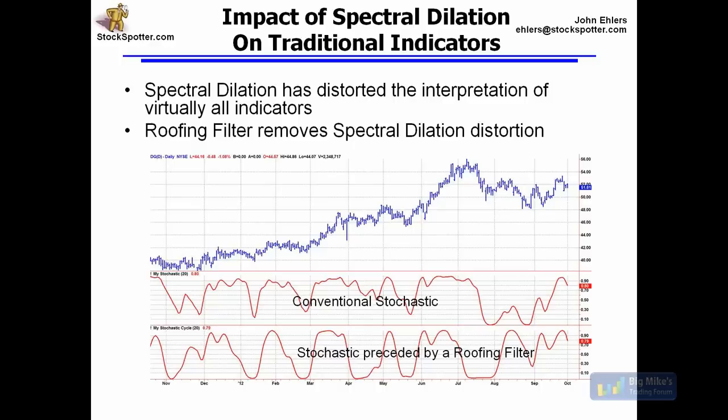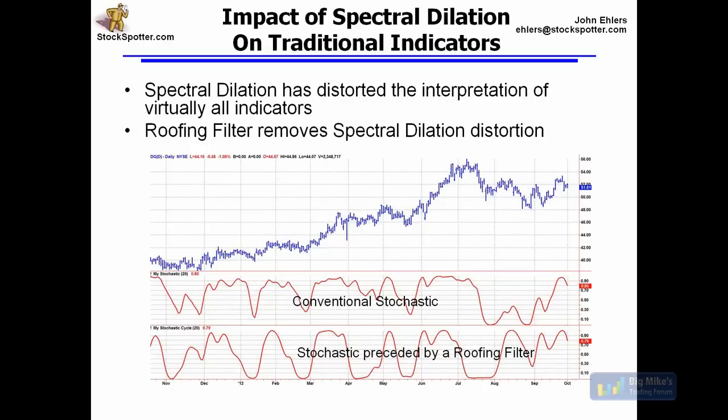Remember, spectral dilation: the data is increasing at the rate of 6 dB per octave. So the other part of a conventional stochastic is that it's normalized to the highest close minus the lowest close over the observation period. So it swings basically between 0 and 1. You can scale that 0 to 100 if you choose.